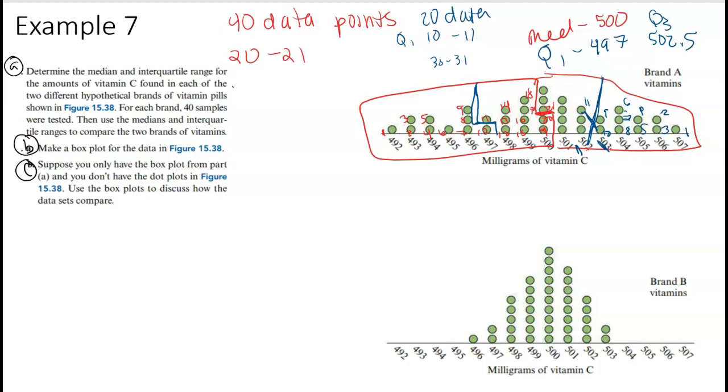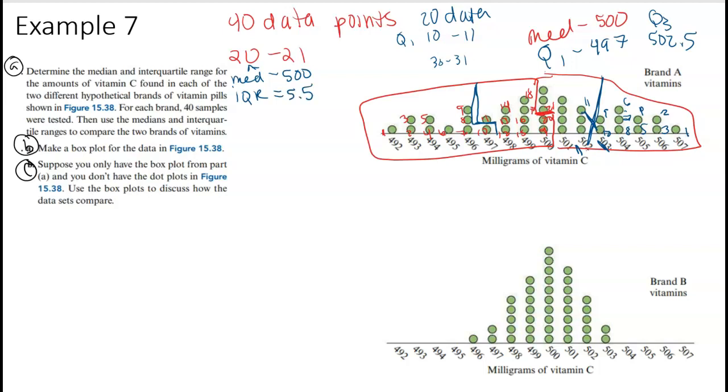So my median is 500. So for A, my median is 500, and my IQR is going to be 502.5 minus 497. So it's going to be 5.5 milligrams.